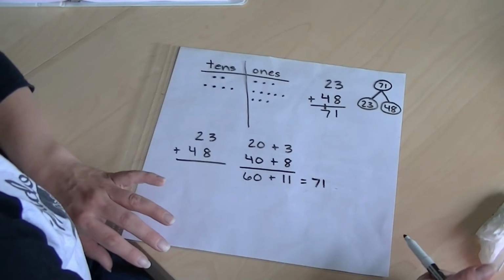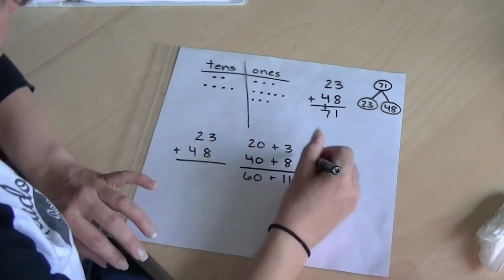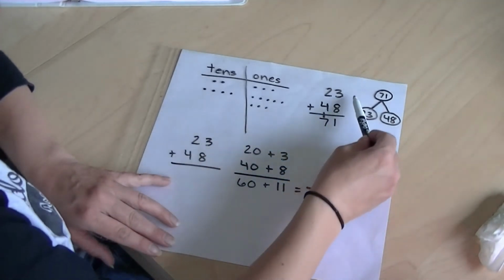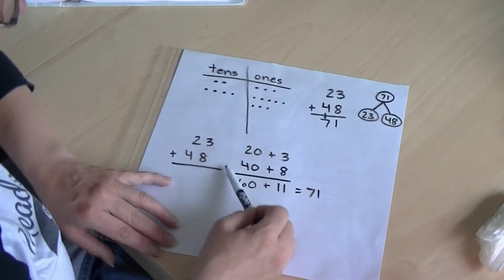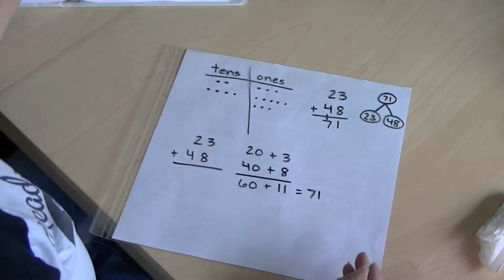All right, so I want you to start thinking about how you can break numbers apart a little bit differently so that you can add them up quickly. Even though you know how to do it this way, I want you to start thinking about what are different ways that we can add and use the numbers that we have.